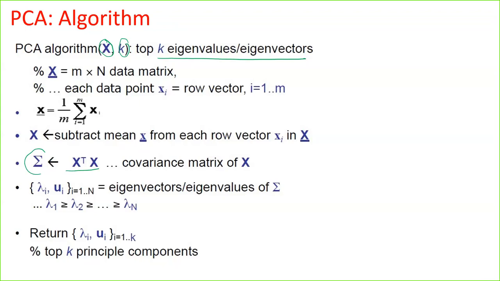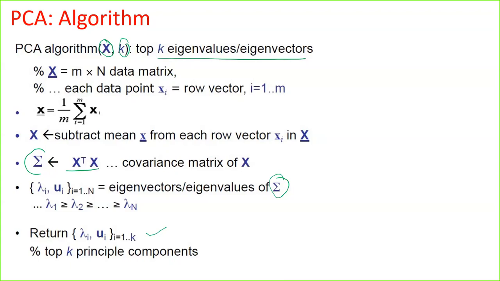Now compute the eigenvalues and the eigenvectors of this covariance matrix sigma. And then order these eigenvalues and the eigenvectors according to their values in decreasing order, right? And then return the top k eigenvalues and the eigenvectors. These are the top k principal components, or the directions where the variance is maximized and the error is minimized.